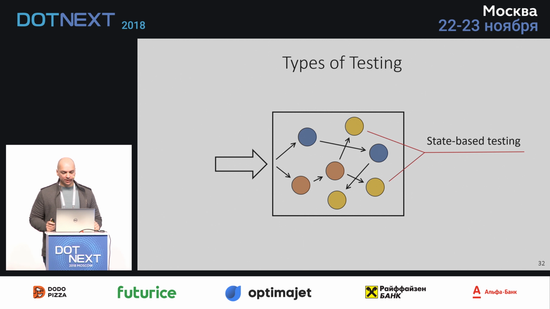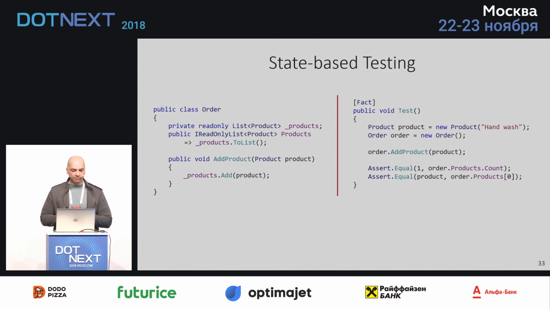The second type of unit testing is state-based testing. So here you verify the state of the system after the operation is completed. So you provide some input into the system, its internal state shuffles around and ends up in some final state. And you would then verify this final state with your tests. And here's an example. On the left there is a simple order class with a list of products, and it allows you to add a new product to this list. And on the right you can see a test that adds a product to the order and then verifies that this product exists in the collection of products within the order.